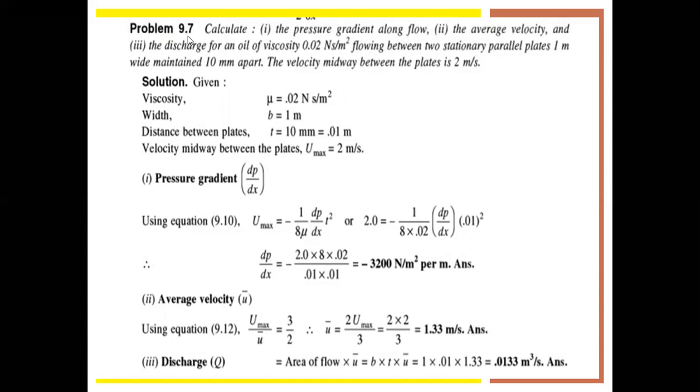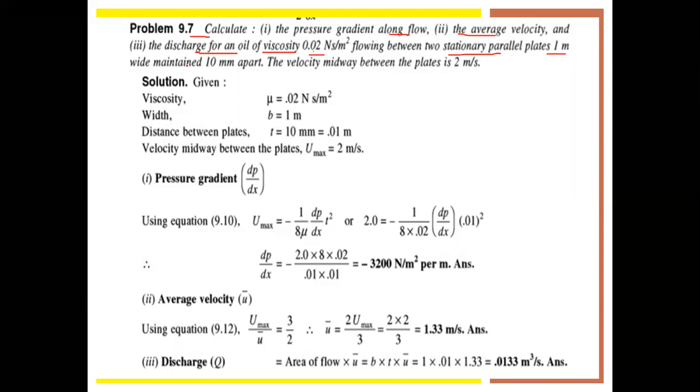So coming to the next problem, of parallel plates: calculate the pressure gradient along the flow, the average velocity, and the discharge for an oil of viscosity 0.02. Whenever you get problems with fluids other than water, simply take it as laminar flow. The oil is flowing between two stationary parallel plates, 1 meter wide. Therefore, 1 meter is the width.